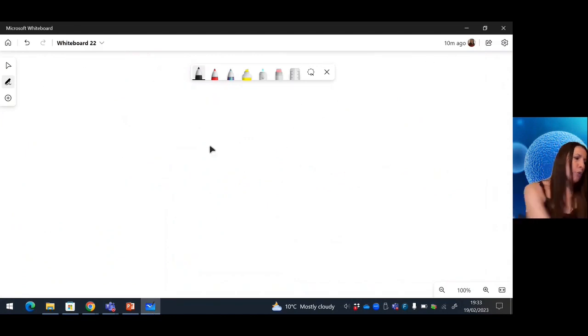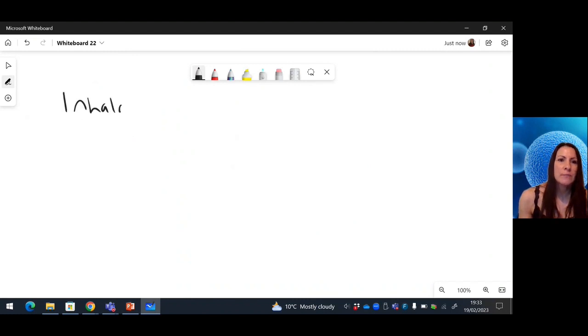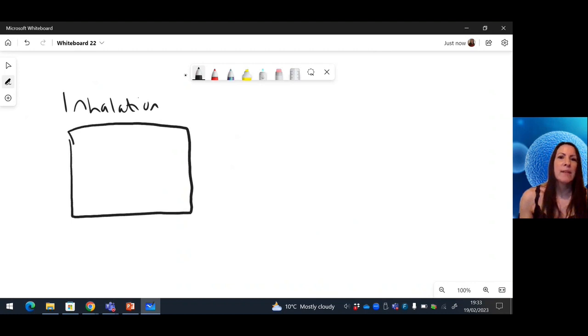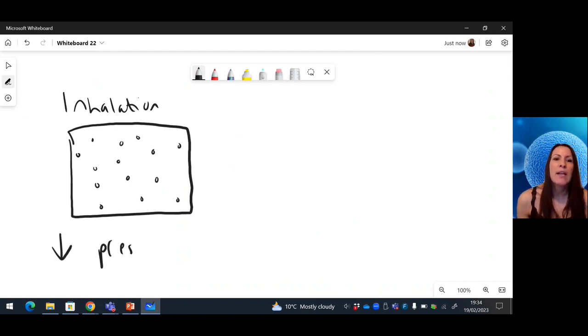So if I was to go back to the whiteboard and just show you what I'm talking about here. Say this is inhalation, so we're breathing in. Imagine this is the chest cavity, and we're making the chest cavity bigger. These are our little gas molecules, oxygen and carbon dioxide, in the lungs. So we're making the chest cavity bigger, which decreases the pressure. So air naturally wants to move from outside to inside the lungs.